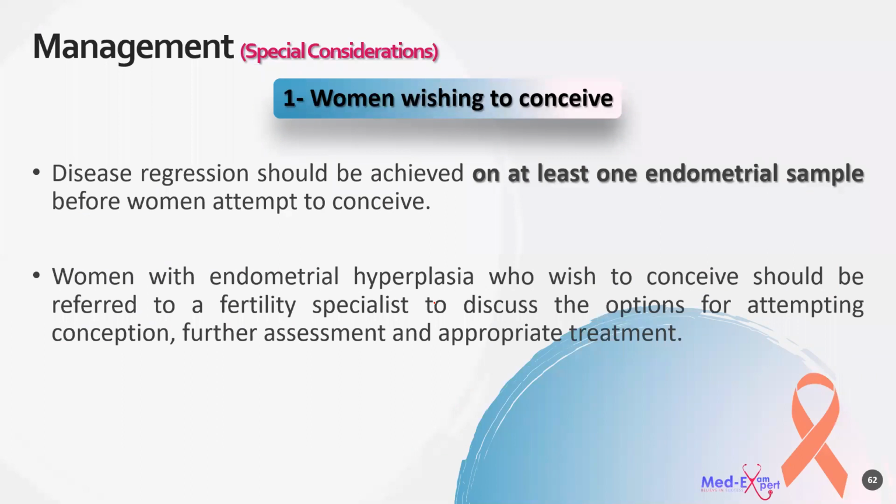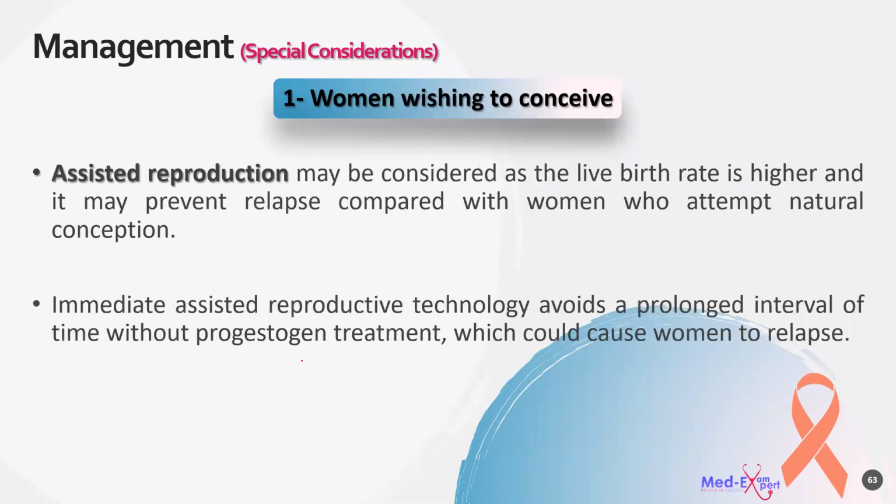So now the question which came in the chat room: women wishing to conceive. Disease regression should be achieved on at least 1 endometrial sample before women attempt to conceive. And of course, we have to refer these women to a fertility specialist because here we will advise assisted reproductive techniques. We are not going to wait for natural conception. Assisted reproduction will be considered because it's associated with a higher live birth rate, and also to avoid a prolonged interval of time without progestogen treatment, which could cause the woman to relapse.